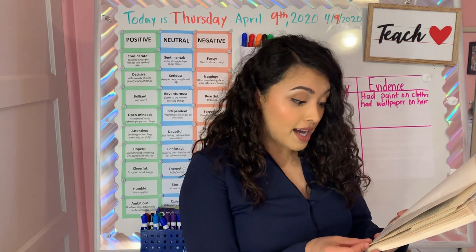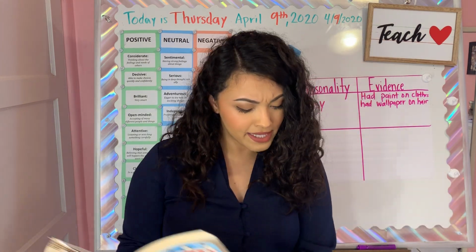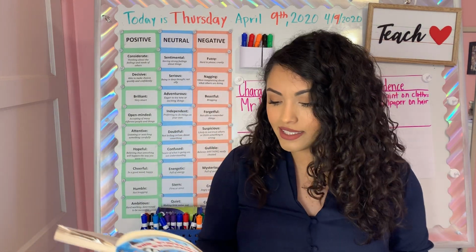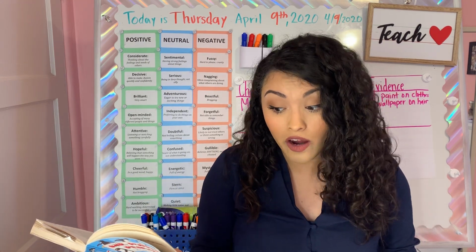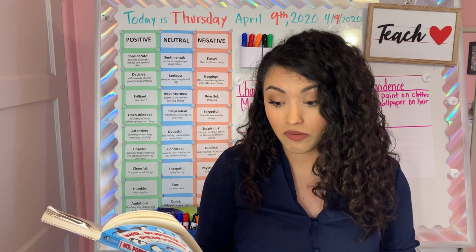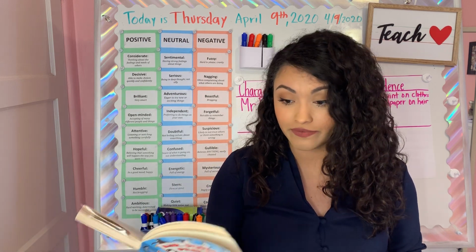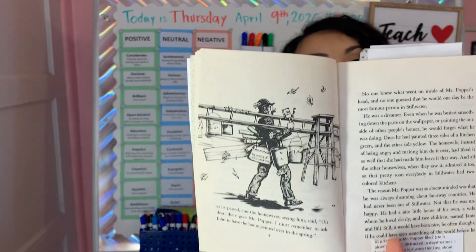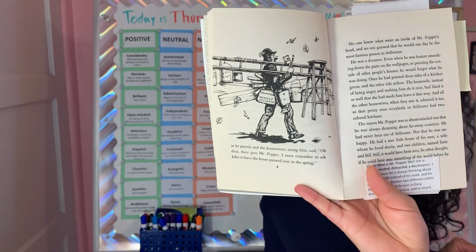The children looked up from their play to smile at him as he passed, and the housewife, seeing him, said, "Oh dear, there goes Mr. Popper. I must remember to ask John to have the house painted over in the spring."